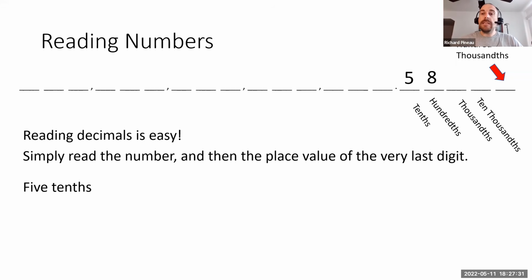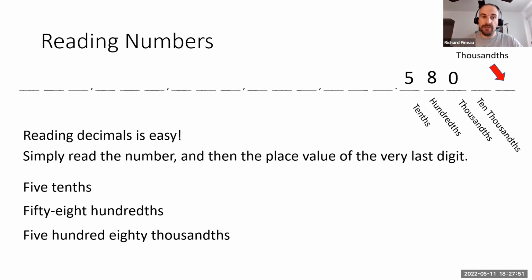Now, if we put an 8 here, okay, now the question is, well, what number is that? Well, that's 58. Okay, 58 what? Well, we look at what the rightmost place value is. This would be hundredths. So this would be 58 hundredths. All right. How about this one? Well, I read that as 580. Okay, 580 thousandths.